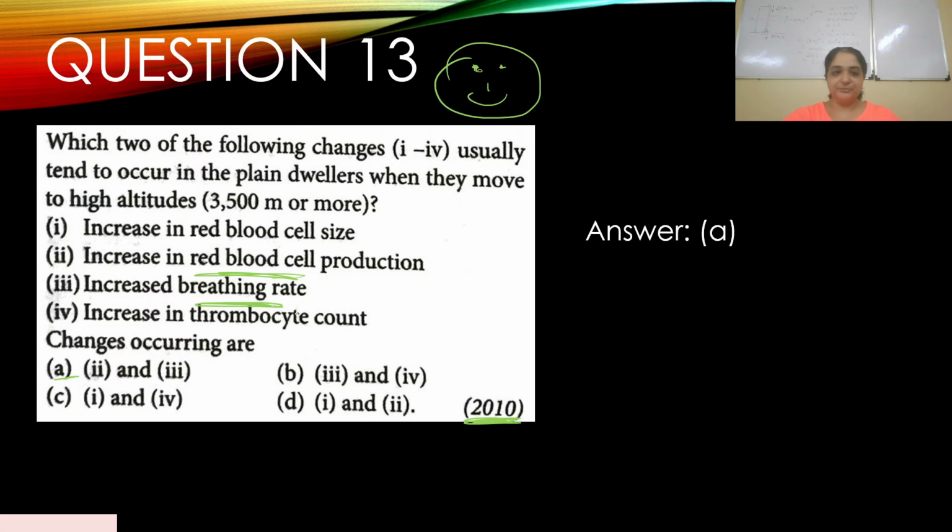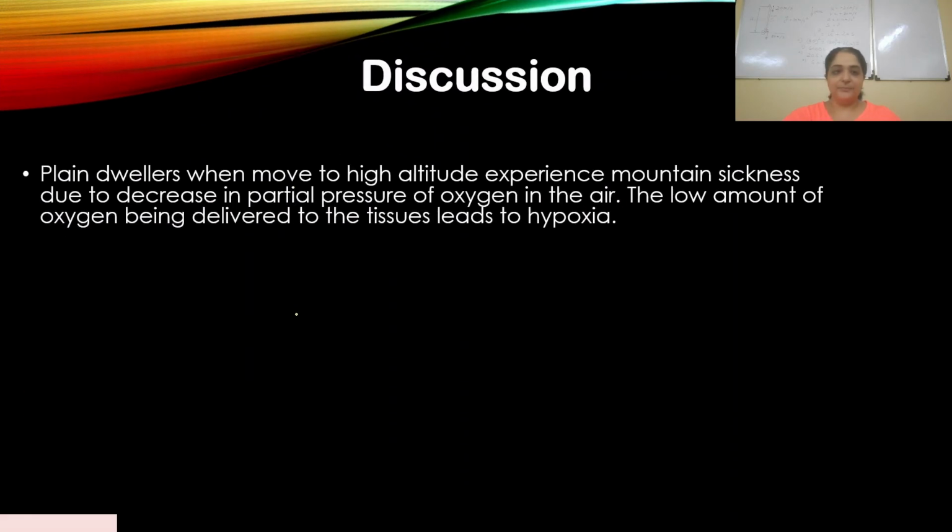We look at the discussion. When plain dwellers, that means people who are living at sea level like us, we are currently at sea level, suddenly move to high altitude, 3500 meters or more, we experience a condition called mountain sickness where we feel dizzy, we feel nausea, we feel like vomiting. This is because there's a decrease in the partial pressure of oxygen in the air. As you move to the top of the mountain, partial pressure of oxygen decreases. Here I'll write it in: partial pressure of oxygen decreases at the top.